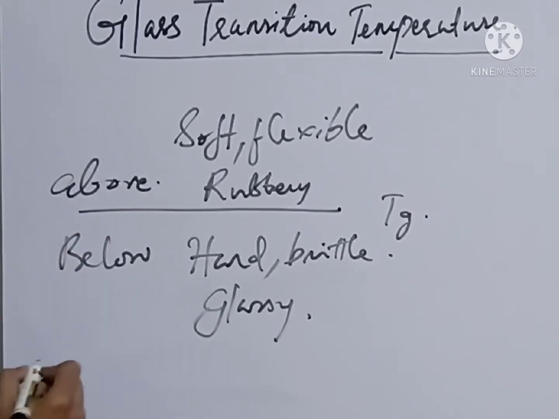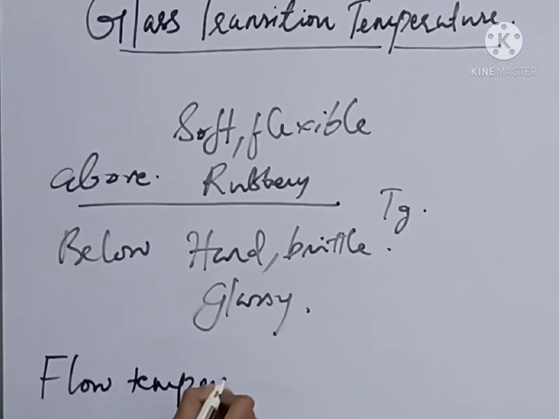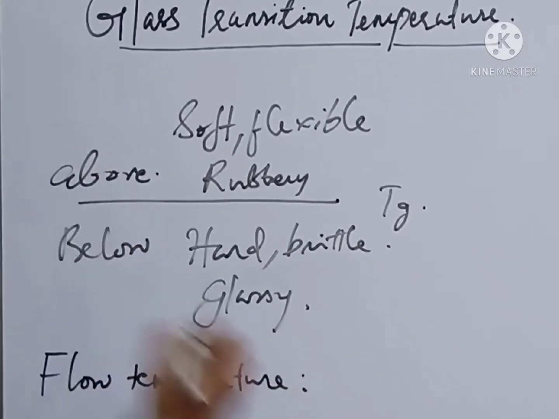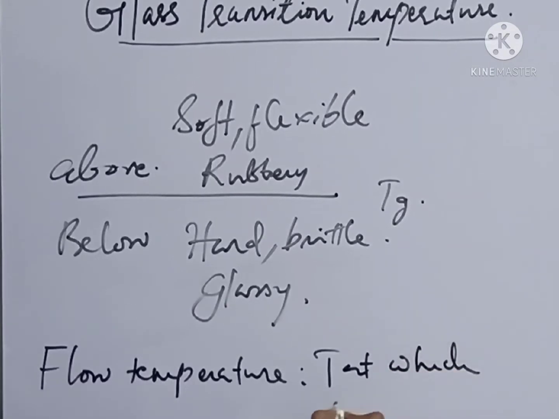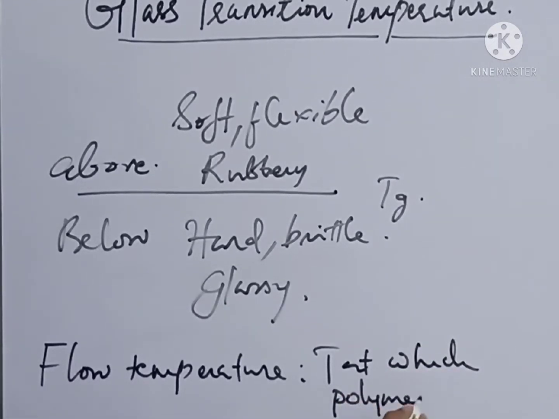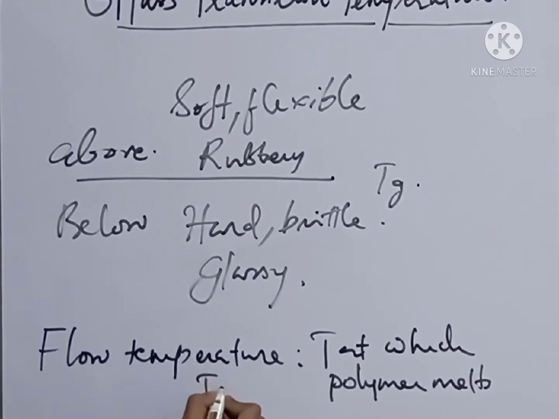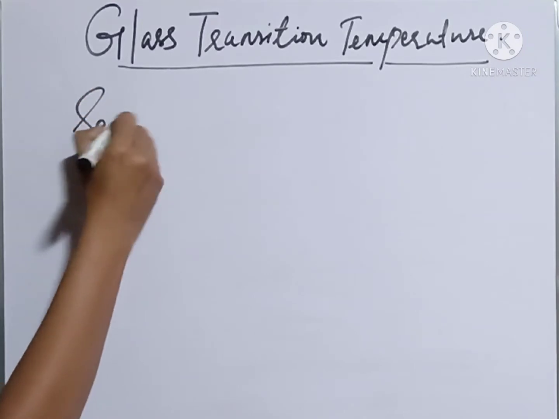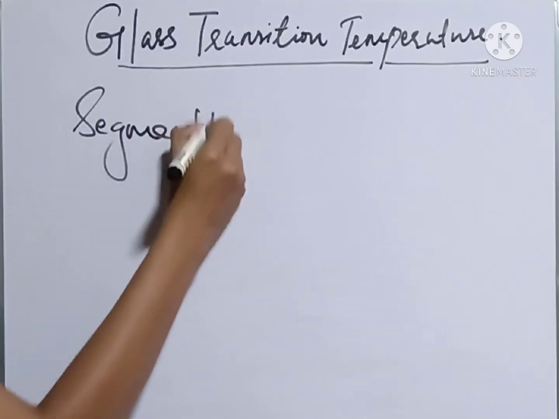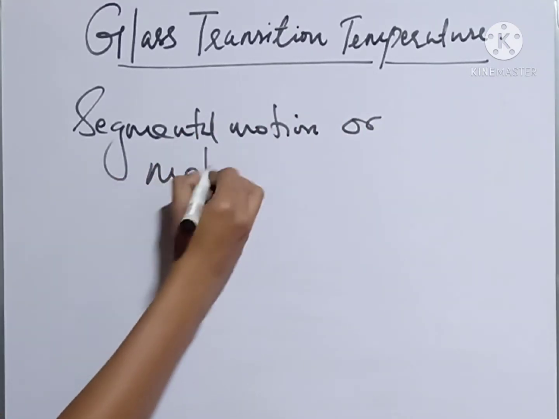And in the same way, flow temperature is the temperature at which a polymer melts. So the temperature at which a polymer melts is known as flow temperature TF. And the glass transition temperature mainly depends on the segmental motion or molecular motion of the polymer.